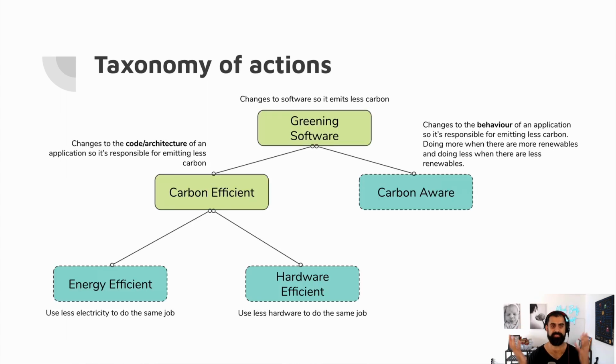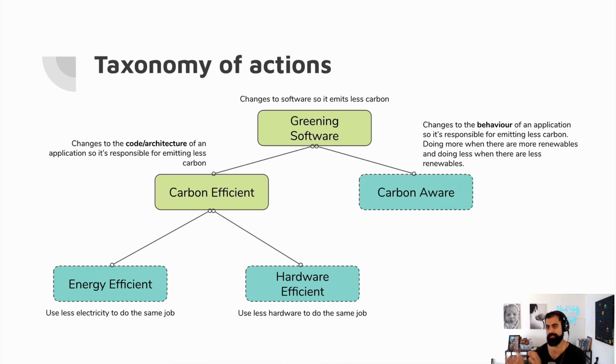So again, coming back to the taxonomy of actions. That's the three actions that you can take. One, make your application more energy efficient, because electricity emitted carbon when it was created. Second, make your application more hardware efficient. Use less hardware to do the same job. That's because most hardware has embodied carbon. It creates carbon in its creation and will create carbon in its destruction. And the third one being carbon aware.